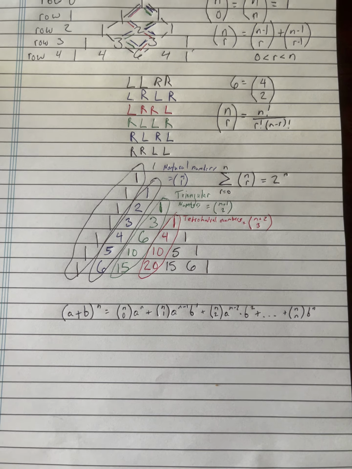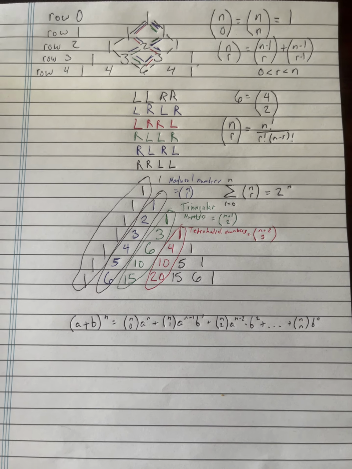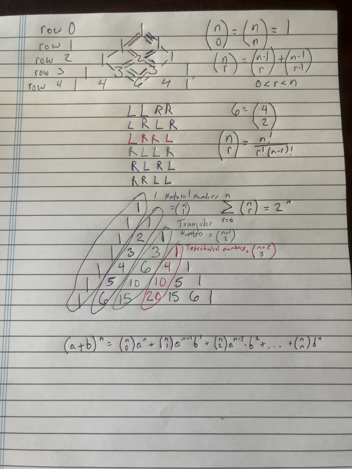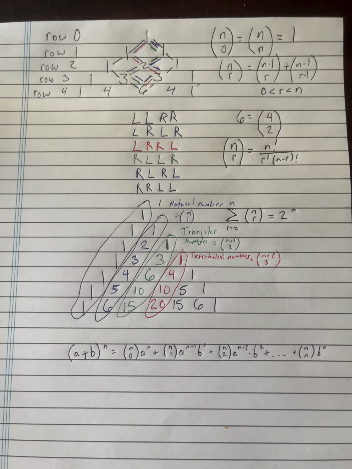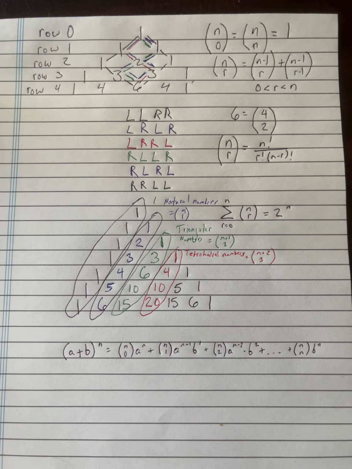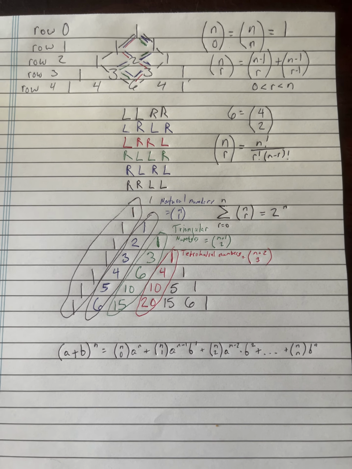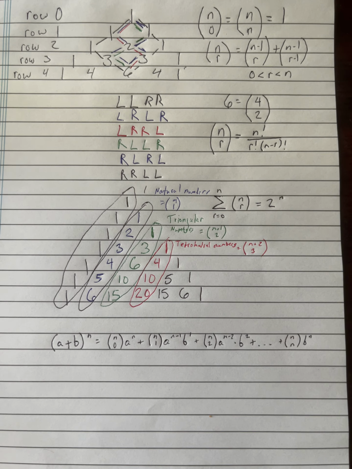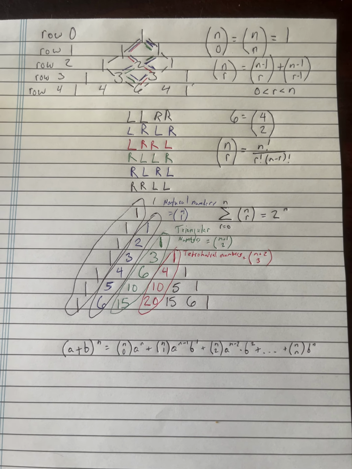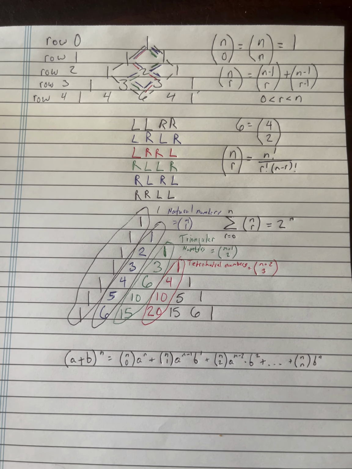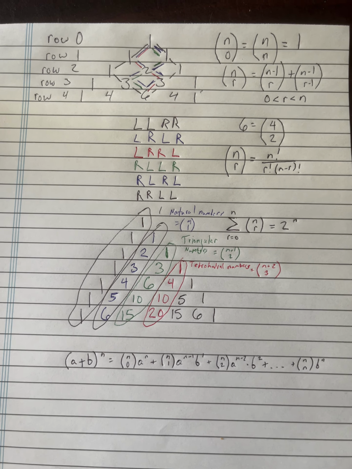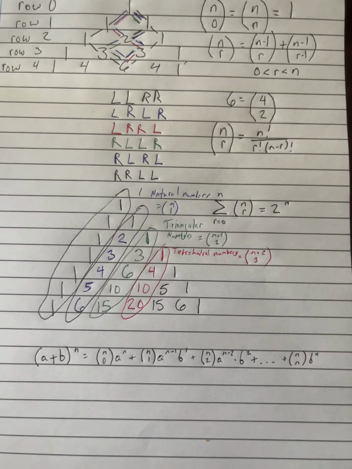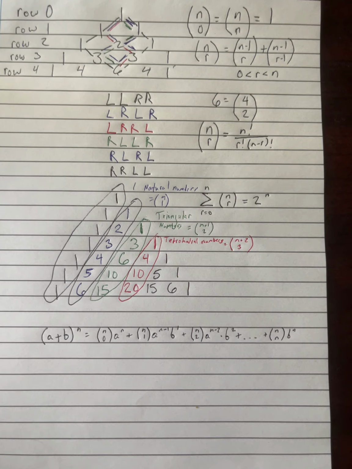n times n minus 1 is always divisible by 2. n times n minus 1 times n minus 2 is always divisible by 6. n times n minus 1 times n minus 2 times n minus 3 is always divisible by 24, and so on. Because no matter what number you start with, n or n minus 1 will always be divisible by 2. n, n minus 1, or n minus 2 will always be divisible by 3. n, n minus 1, n minus 2, or n minus 3 will always be divisible by 4, and so on.